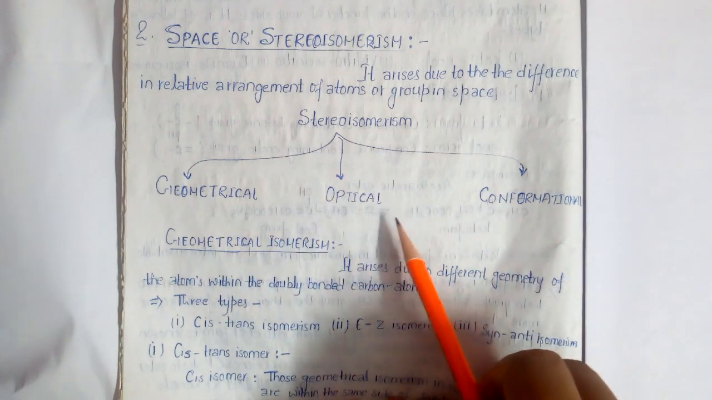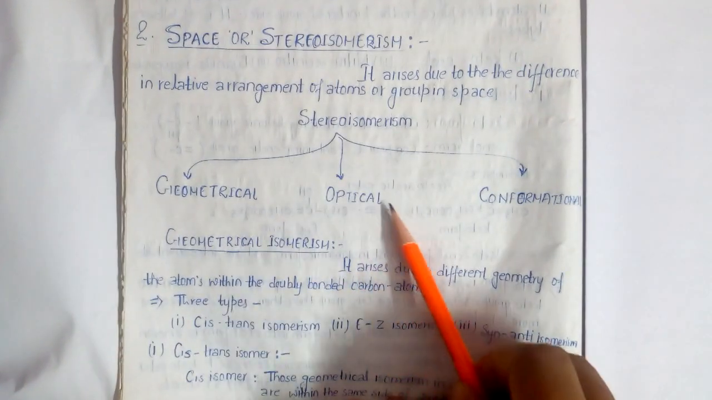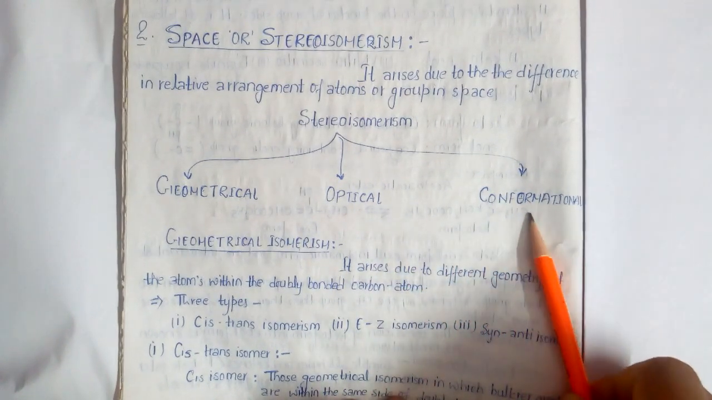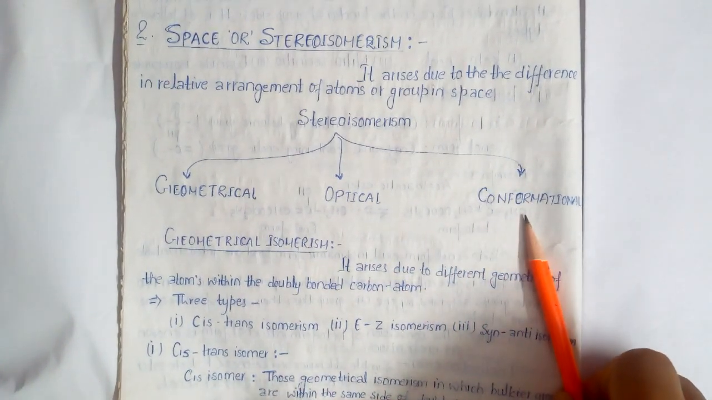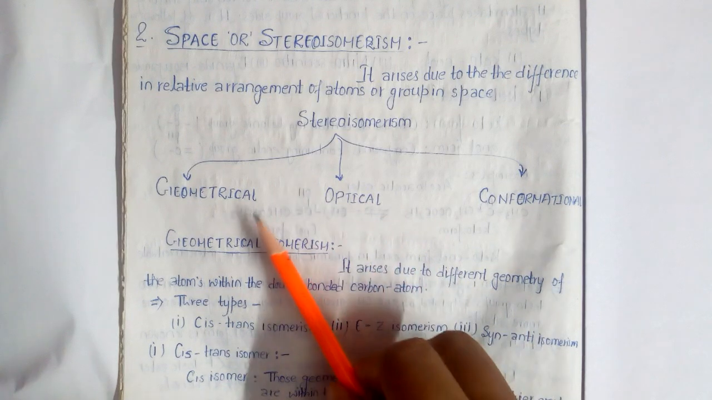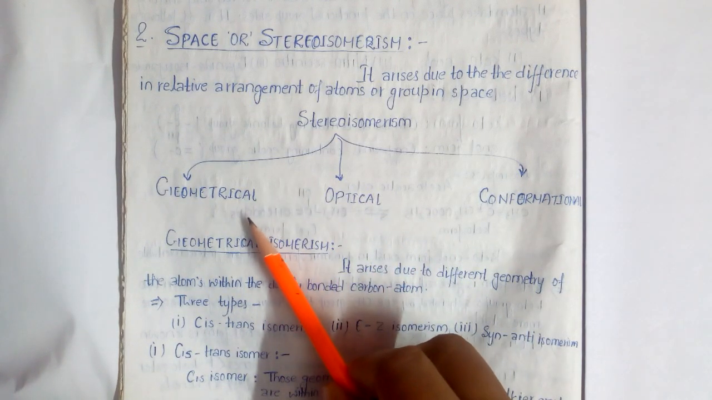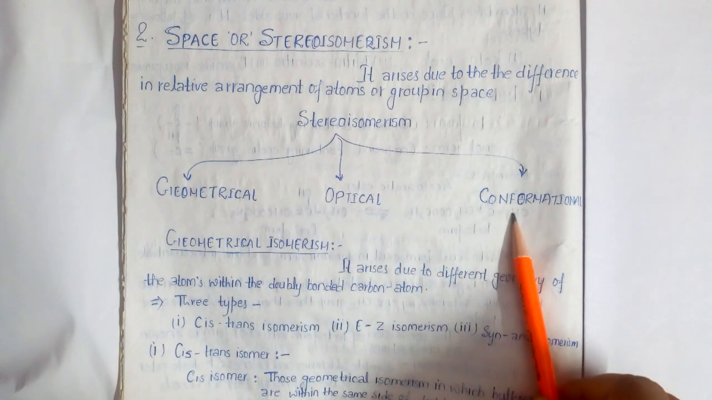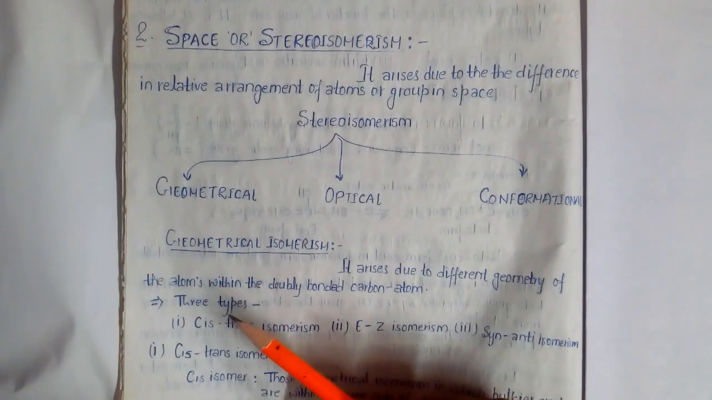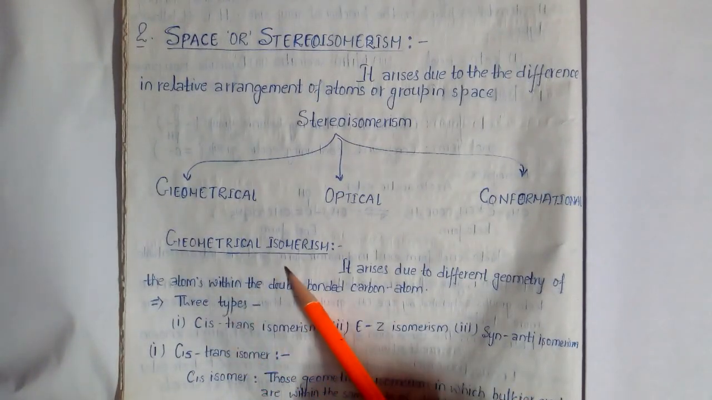From the exam point of view, optical isomers and conformational isomers are very important, but we are going to discuss all these three parts: geometrical, optical, and conformational isomers. Let's start. First, geometrical isomers.